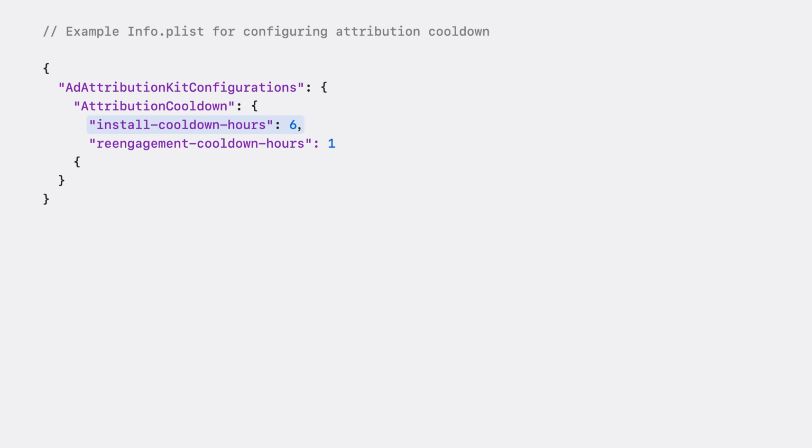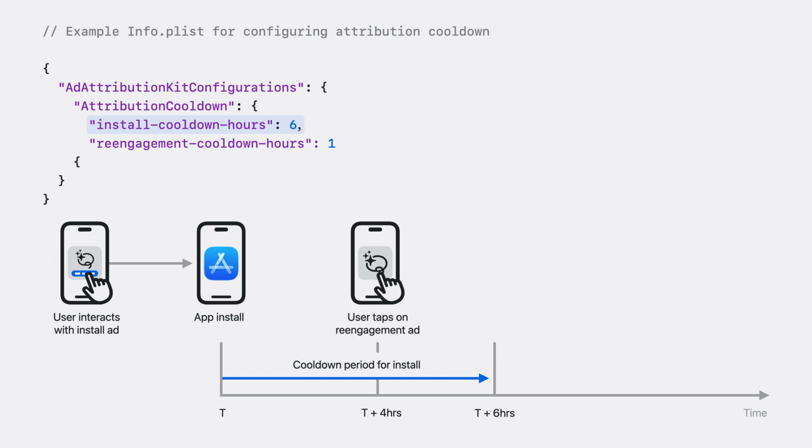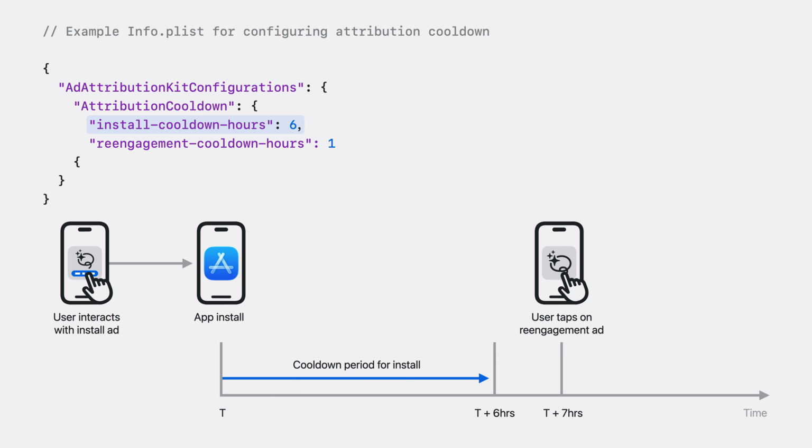In this example, an advertiser specified a cooldown of 6 hours for install and 1 hour for re-engagement. With this configuration, let's say someone clicked on the installation ad and then installed an app at time t, and the configured cooldown for install is 6 hours. If the same person tapped on the re-engagement ad and opened the app 4 hours after the install, then this re-engagement conversion will not be attributed to the ad.